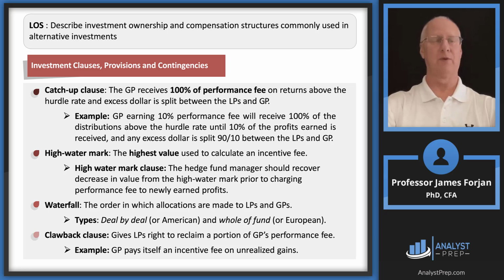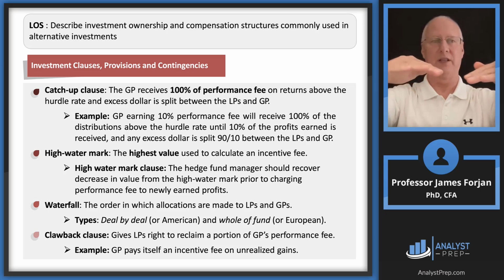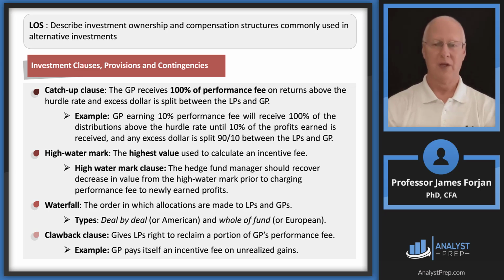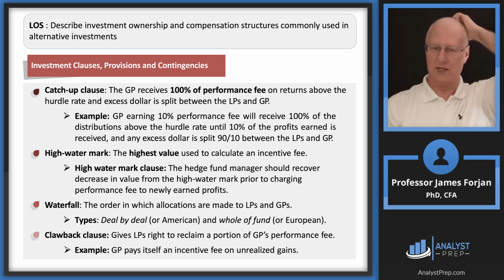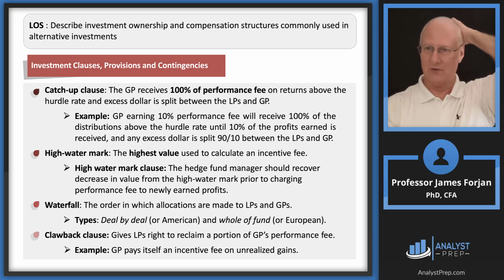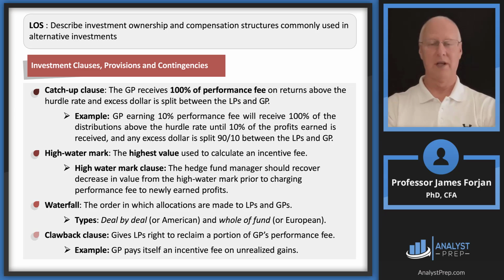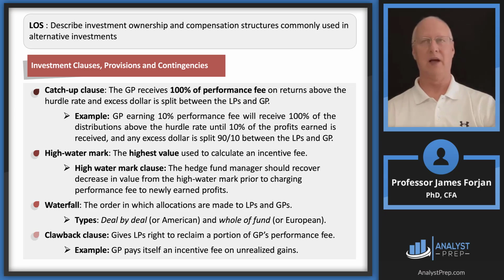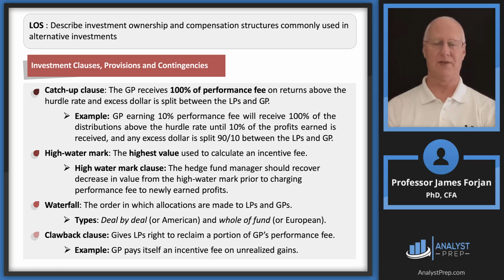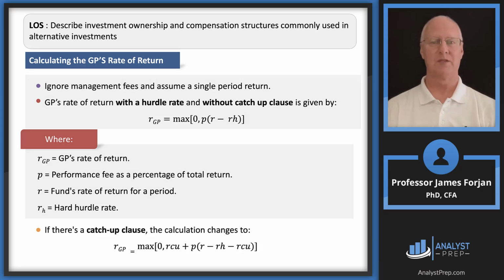Waterfall: this goes back to what I was saying earlier about the side letter. So without side letters, what happens with the waterfall? You go like this, and then it spills over, and it spills over. So this determines what that allocation looks like. And then there's the clawback clause that gives the limited partners the right to reclaim. So if I go from 100 to 200, and you pay me a whole bunch, and then I go down to 50, you can say, you know what, Jim, you kind of stink, so we need some of that money back.